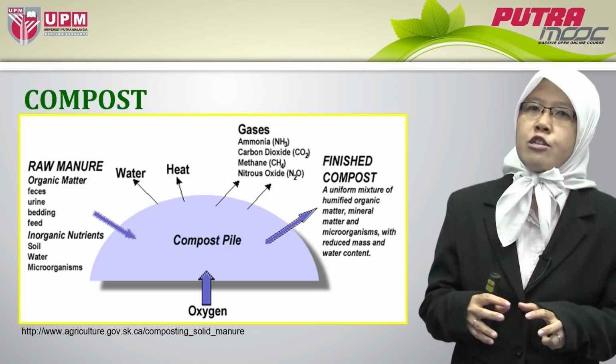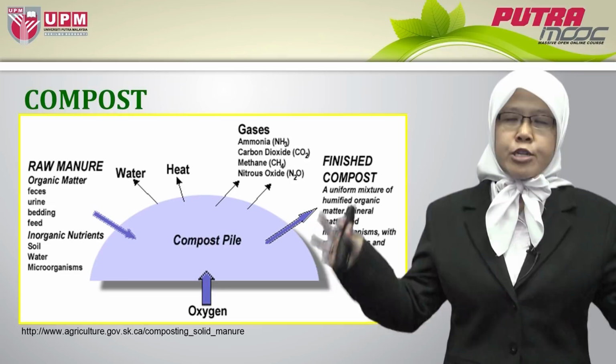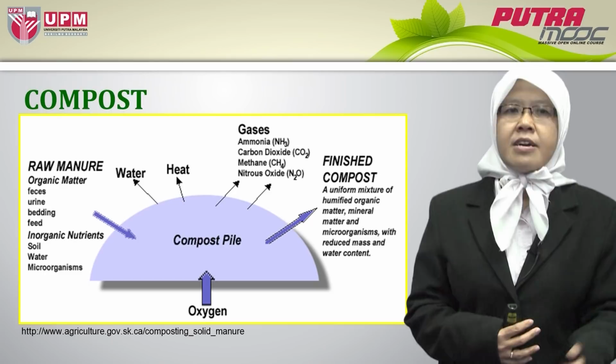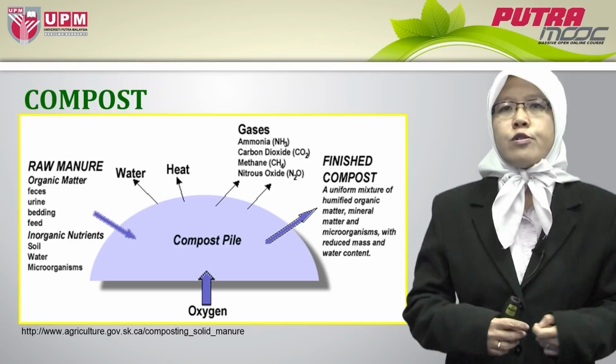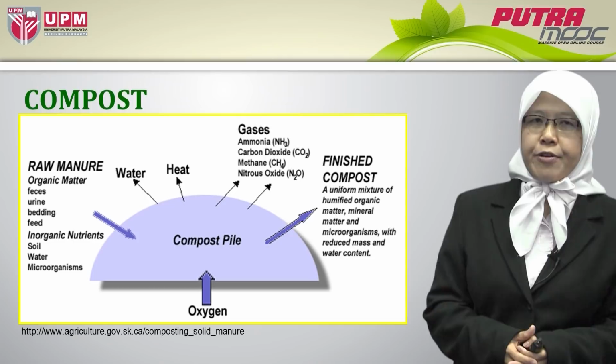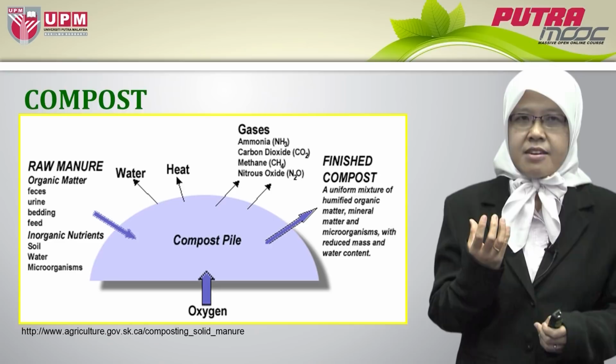All these raw materials will be mixed together, and it takes a few months, 3 to 6 months, to process. Within that time, a few gases, ammonia, carbon dioxide, and methane, are going to be released to the air. And in the end, we have a compost product. During the composting period, as you can see, there is methane released.